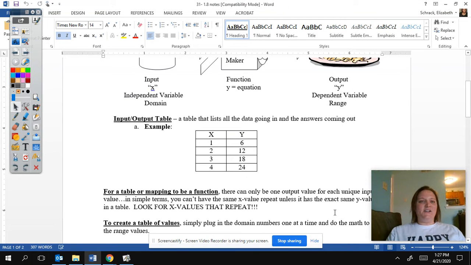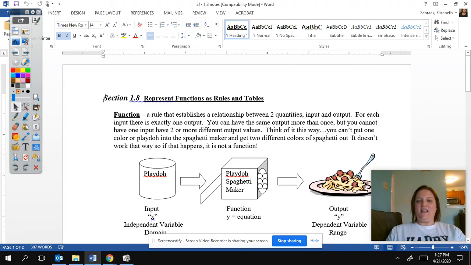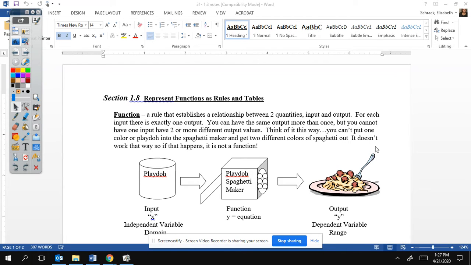Hi guys, we are going to talk about 1.8 notes today, which are all about functions and using rules and tables, which is the basis of algebraic concepts. So open up 1.8 notes. I'm going to do a little bit of talking first about 1.8. I'm going to give you some real life examples that will hopefully make a little bit of sense to you when we're talking about it in math terms.